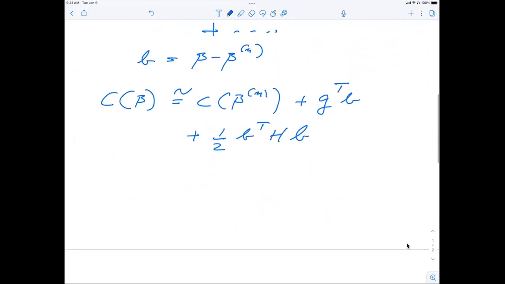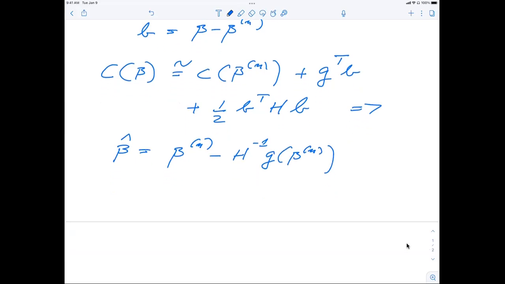And then we could find the iterative expression based on this expression, and this is what we derived last week. Then we found that the optimal parameter beta is given by beta of n, and then we had minus the inverse of the Hessian matrix multiplied with G, and this is now again a function of beta of n, and the same applies to the Hessian matrix.